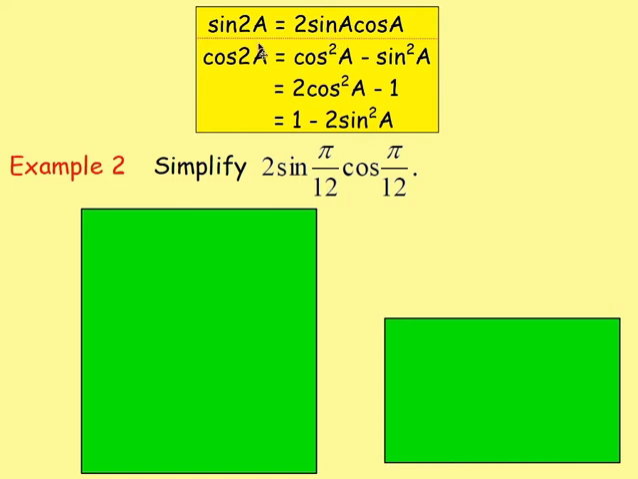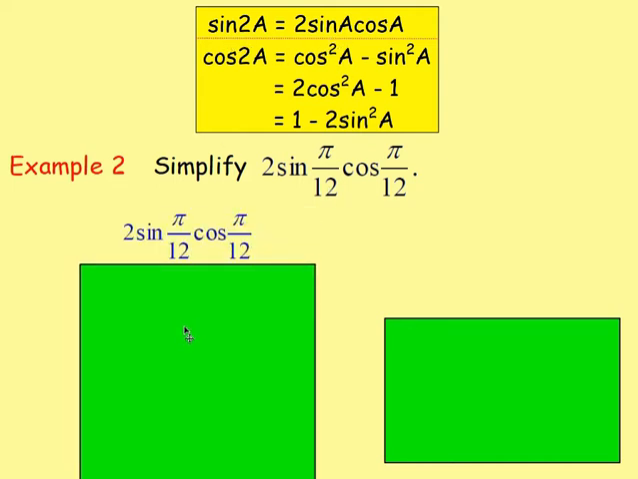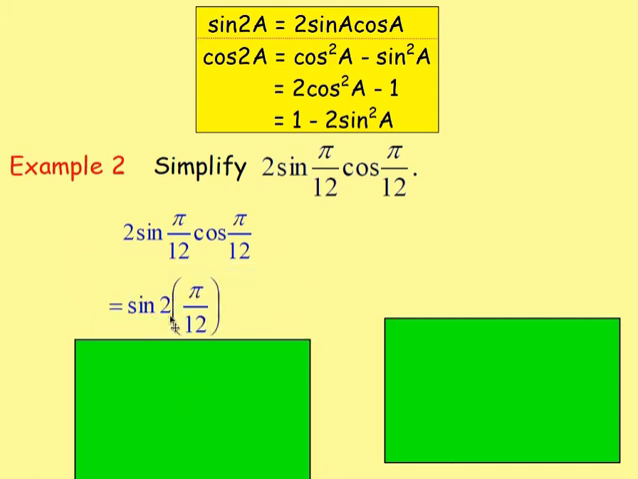So we're just going to write that as the left hand side. Replace the a with pi over 12. So we'd have sin 2 pi over 12. Would we leave it as that, Hannah? No, we'd go further. Good.